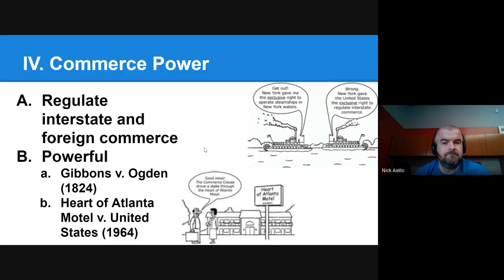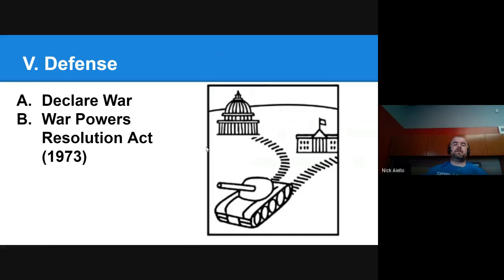So, defense powers. The declaration of war is held by the United States Congress. It is not a power reserved to the executive branch.